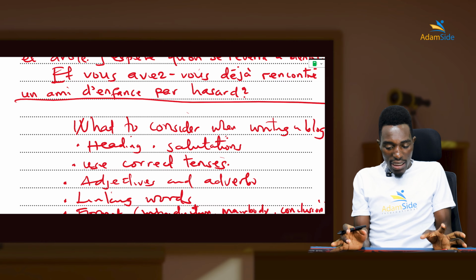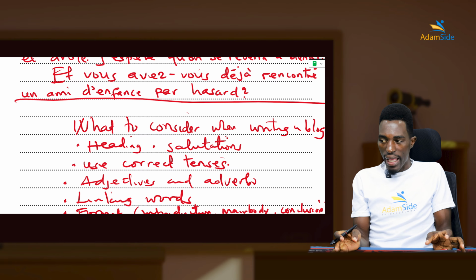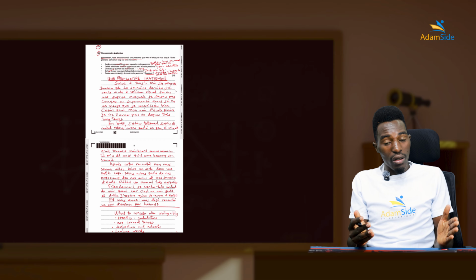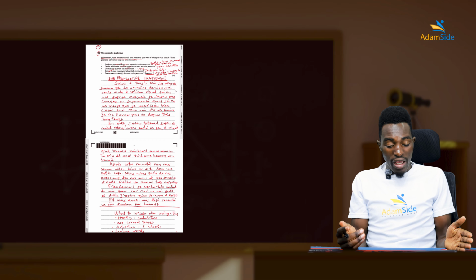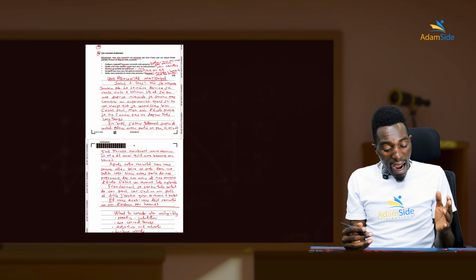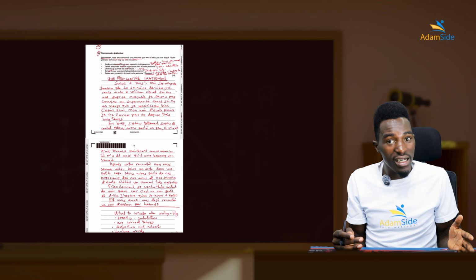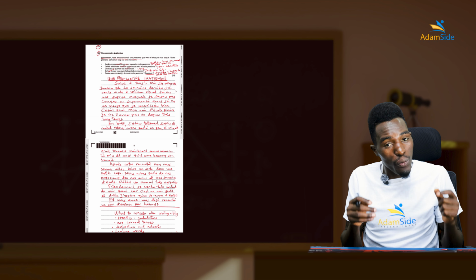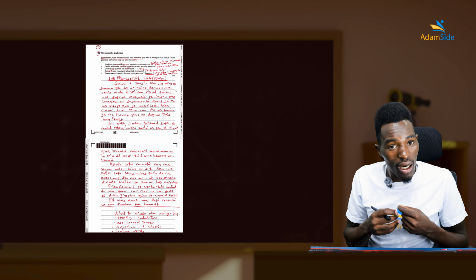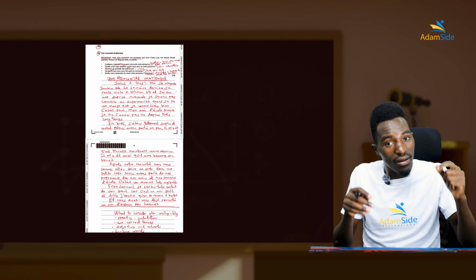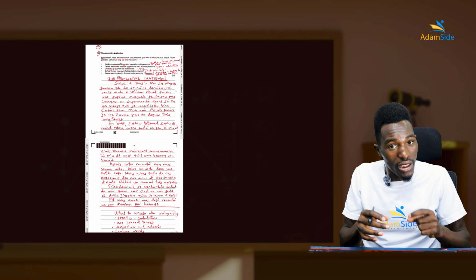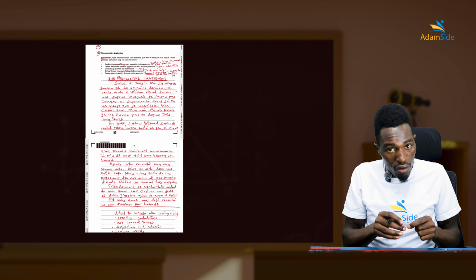So let's zoom in so we can see how the blog looks. That is how the blog looks. If you see, the blog has the title, linking words, adjectives, correct tenses. So you can also practice writing a blog by watching this video.